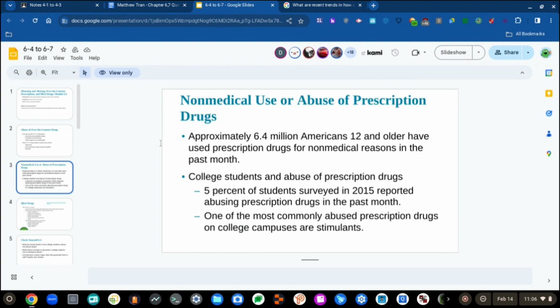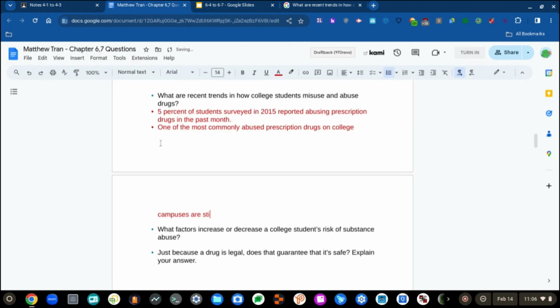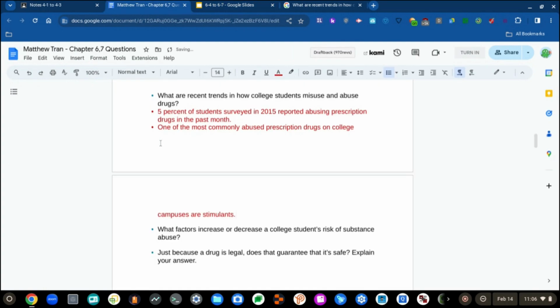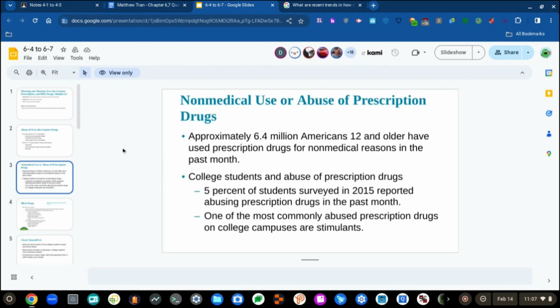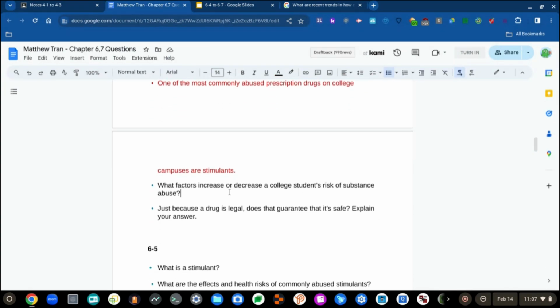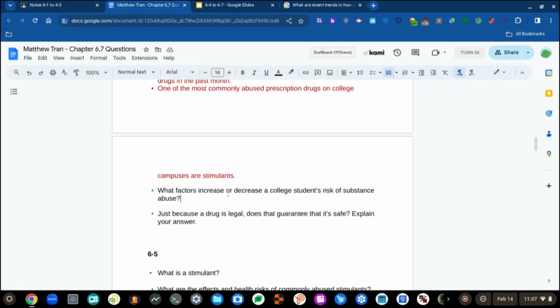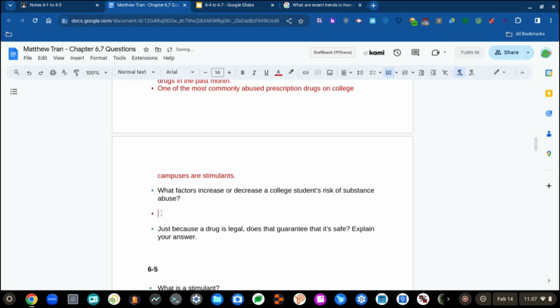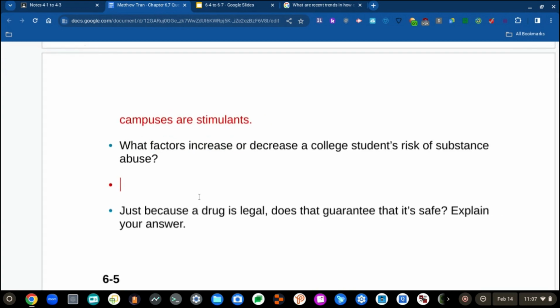Some of the risk factors. These are the risk factors for use, and the ones at the bottom are for staying away. So, positive expectations. Why do college students or high school students use it? Well, they want some kind of effect from it, right? They want to take stimulants to stay up and study, or they want to use drugs to party. So they use it for some kind of effect.